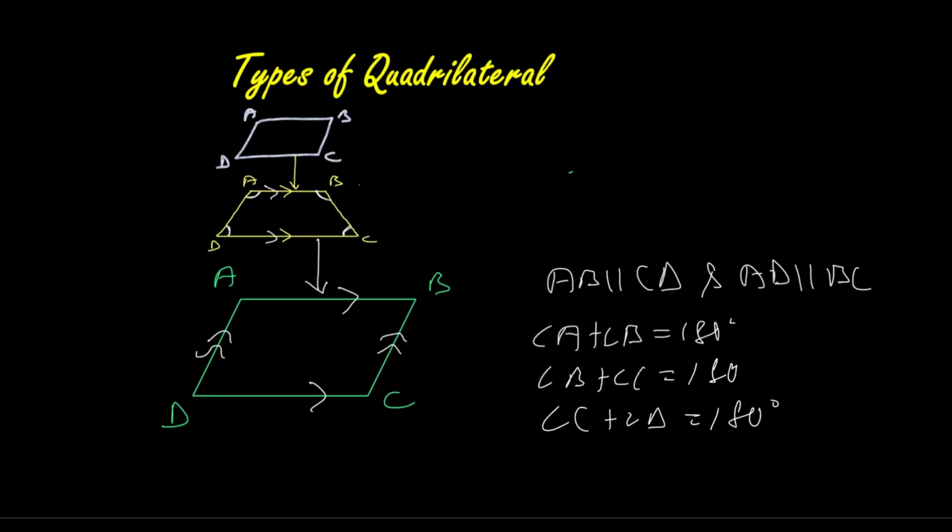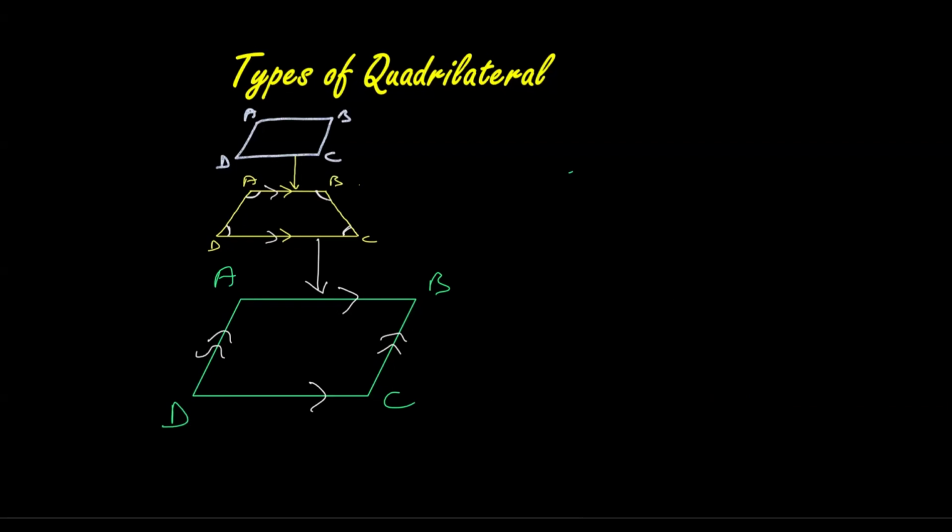It has several other characteristics. Let's do them one by one. So the first thing we get to know here is that adjacent angles are supplementary. Coming back to the definition, we know it's a quadrilateral where two pairs of opposite sides are parallel. And other characteristics: number one, adjacent angles are supplementary. Number two, opposite angles are equal. So angle A is equal to angle C and angle B is equal to angle D.